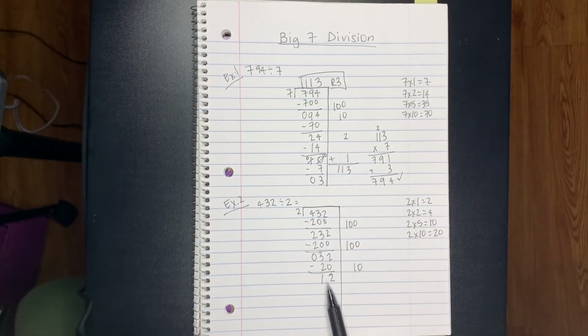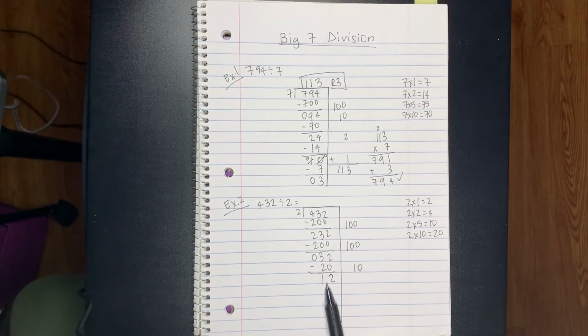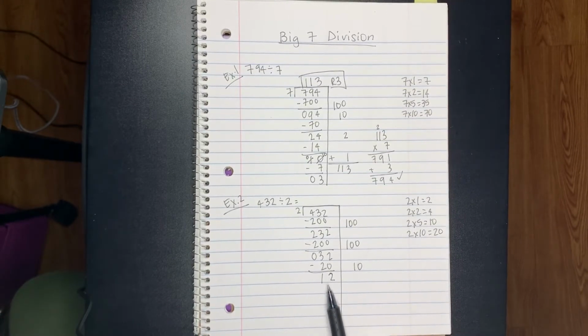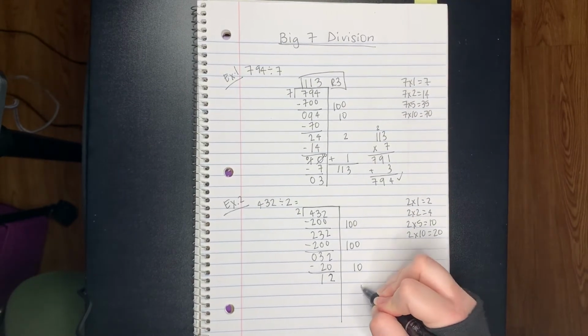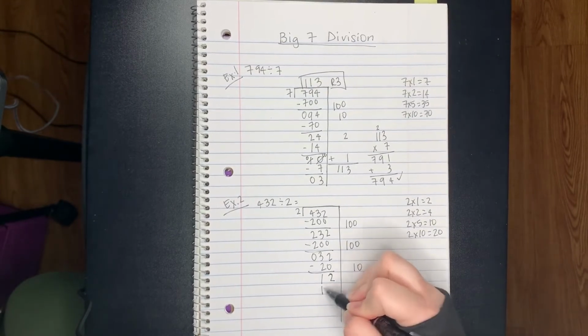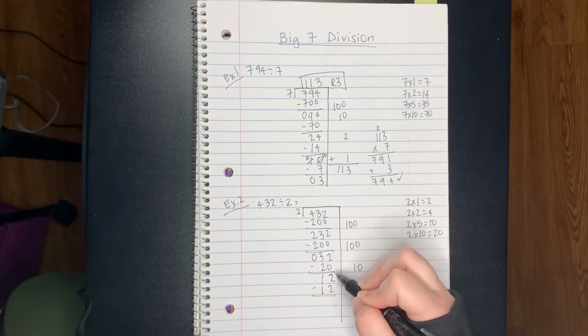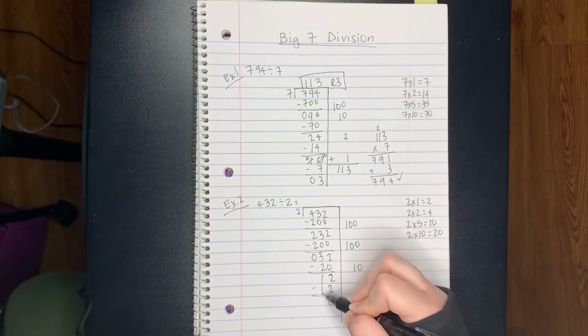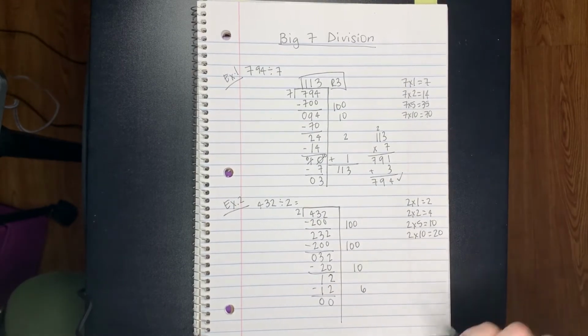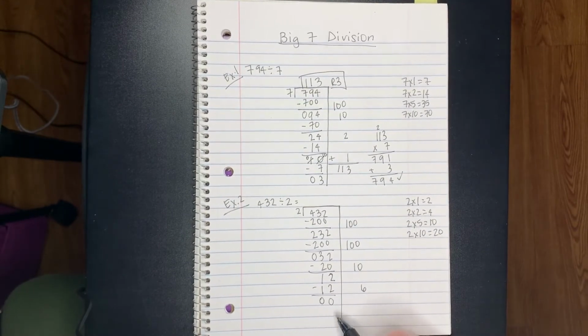Now, knowing our multiples of 2, we know that 2 times 6 gives us 12. So we can write a 6 down here, and we'll subtract 12. 2 minus 2 is 0. 1 minus 1 is 0. So we don't have a remainder, which is good.